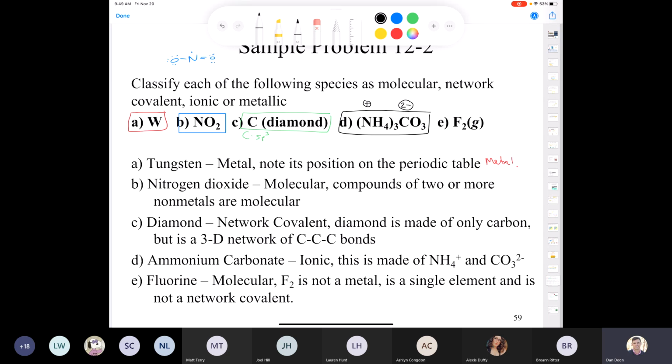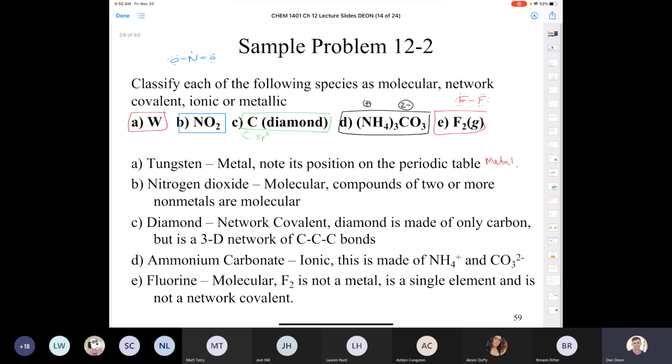And so since we have a cation and an anion, that's going to be an ionic compound. And then the last one is fluorine. And fluorine is a nonpolar molecule, isn't it? Right? Fluorine is just held together by a single covalent bond, and it's nonpolar. Therefore, this species is going to be molecular. It's not ionic, it's not metallic, and it's definitely not a network covalent solid. So if I have a bunch of fluorine gas, it's just held together by intermolecular forces, which would only be London forces since it's a nonpolar compound.